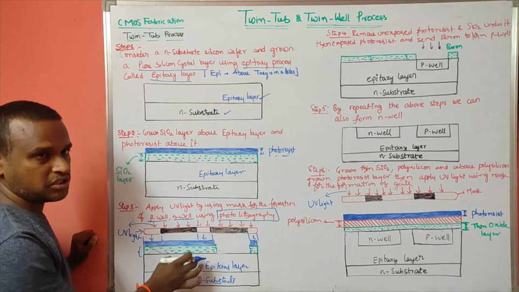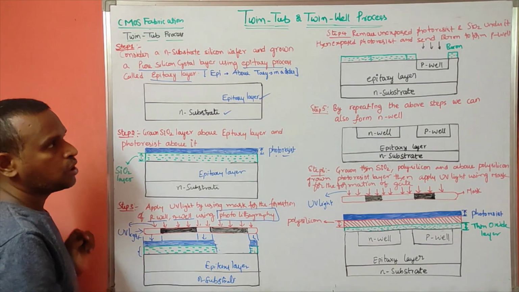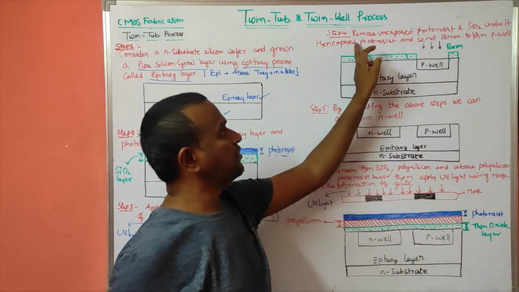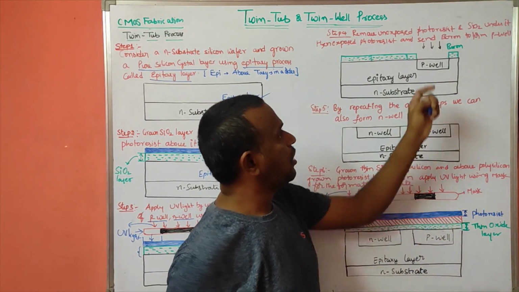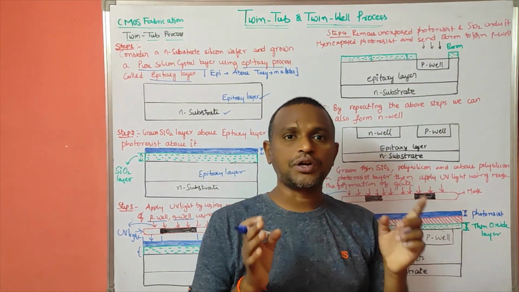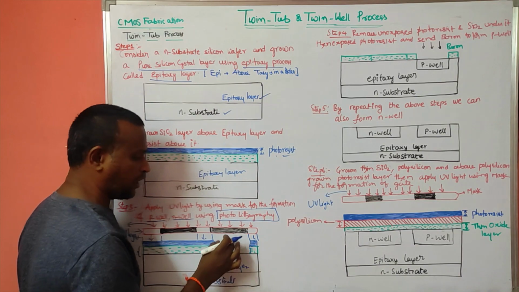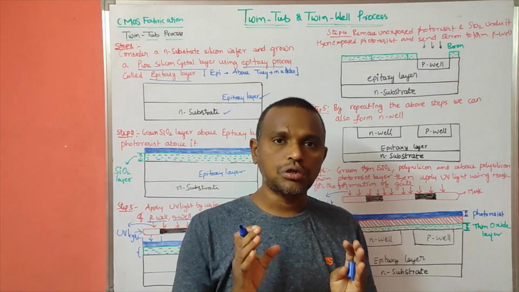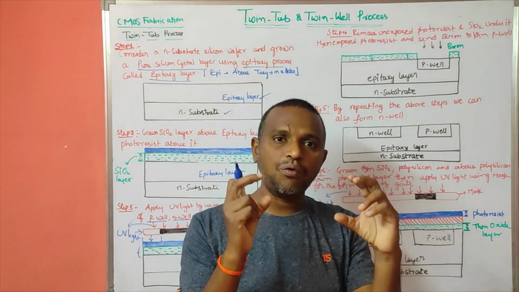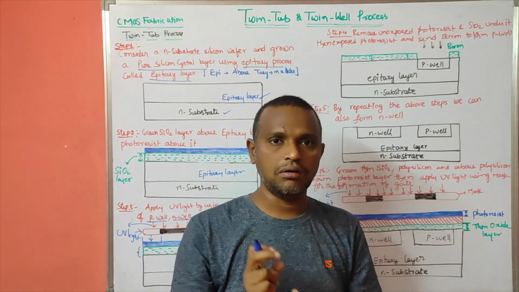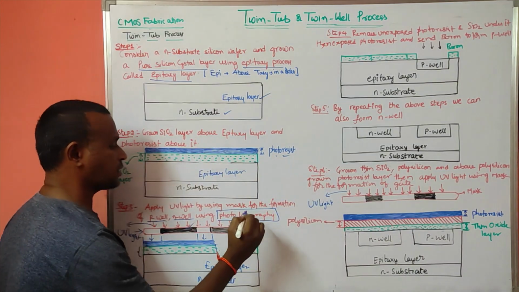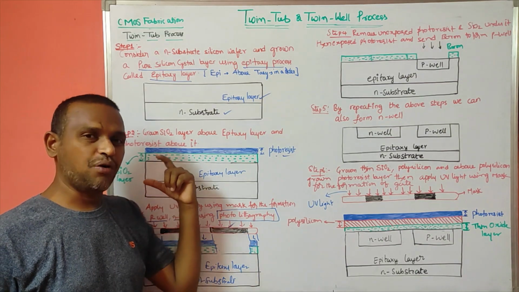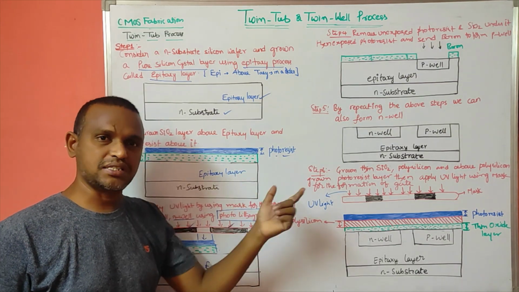Exposed photoresist means this area also we can remove. So now remove the unexposed photoresist and SiO2 under it, then the exposed photoresist. After getting this, what do I have to do in the next step? I have defined the regions of N well and P well by using this mask and this mask.